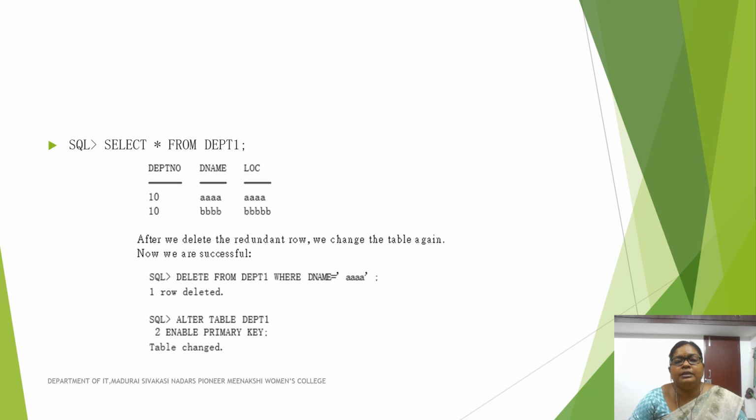So just delete from department1 where department name is equal to AAA. So the one row is deleted successfully. Now I can follow the enable constraint option in the table. Alter table department1 enable primary key. So the table is changed successfully. Successfully I enabled the constraint.